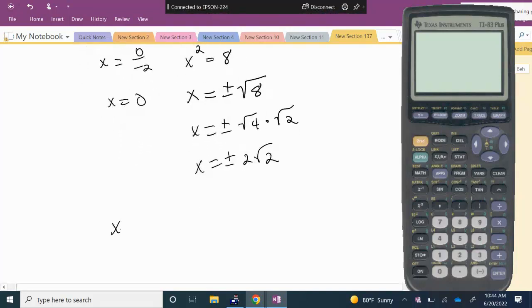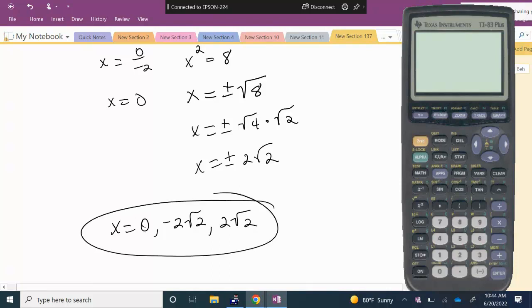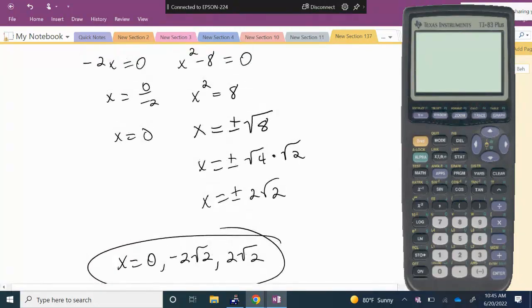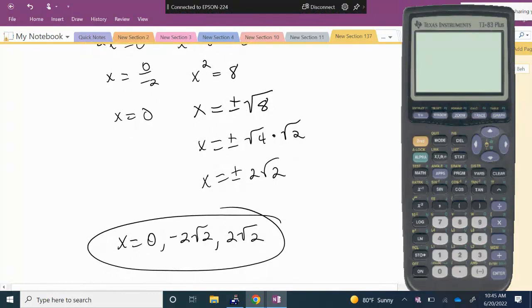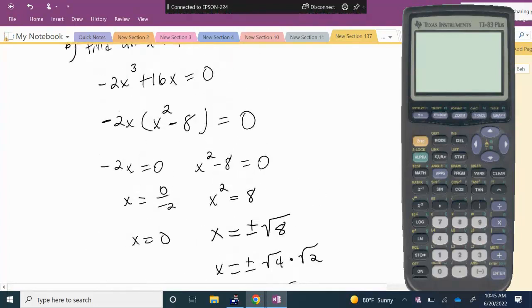So our three solutions are 0, negative 2 square root of 2, and positive 2 square root of 2. So those would be our X-intercepts. And these are the 3 points where our graph would cross the X-axis. All right, and then they asked for some other questions. So that was B.